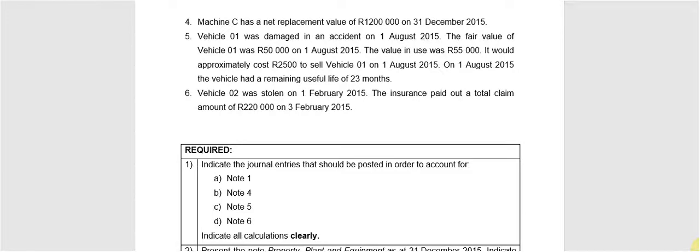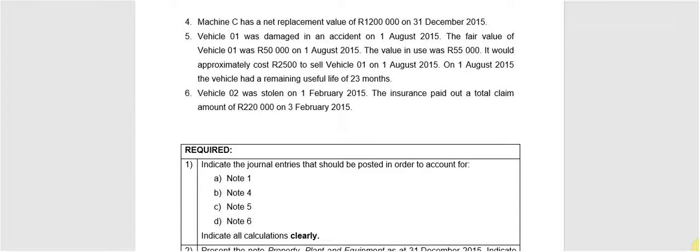In note number 5, we are told that a vehicle, A1, was damaged in an accident on 1 August 2015. The fair value of the vehicle was 50,000 Rand on 1 August. The value in use was 55,000 Rand and it would cost 2,500 Rand to sell the vehicle. So they've given you fair value, cost to sell and value in use, so we know that we are working with an impairment. On 1 August, the vehicle had a remaining useful life of 23 months.